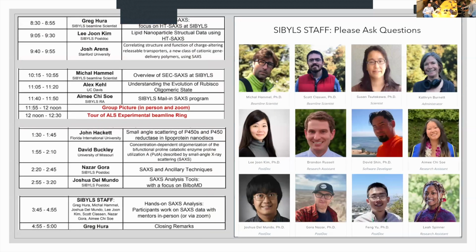So today, this is our schedule minus the coffee breaks and the lunch. I'm speaking first. A lot of the people who help run the Beamline are here. Some of them are speaking, some of them are not, but please feel free to ask questions.